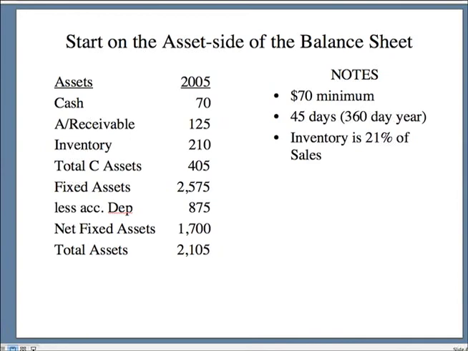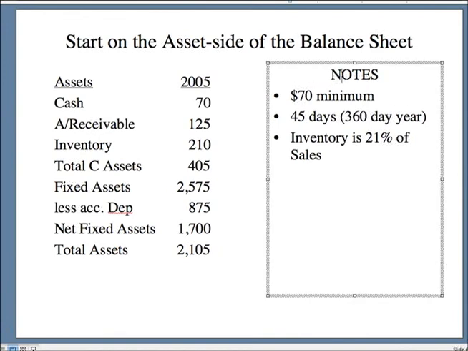We start the balance sheet always on the asset side. We can get those numbers a lot easier than on the liability side. The liability side will be where we're going to balance things. That's going to be where the unknown item or the plug figure is. So again, we have some notes here, and these notes say that the cash will be $70 minimum.